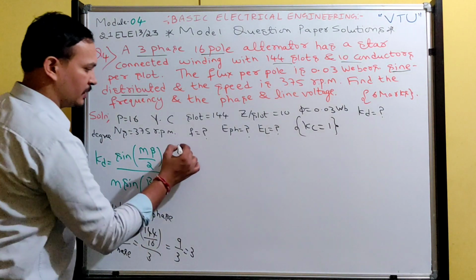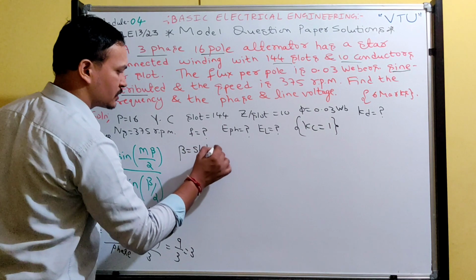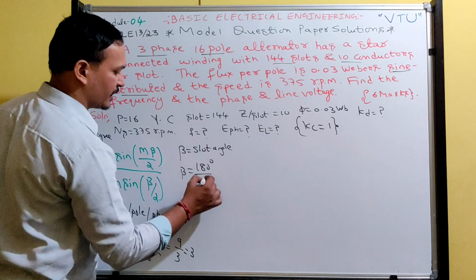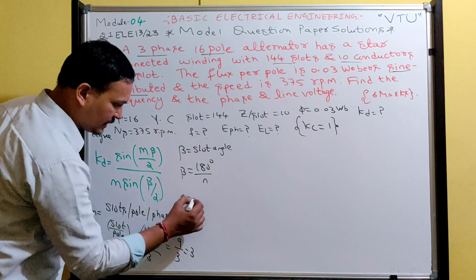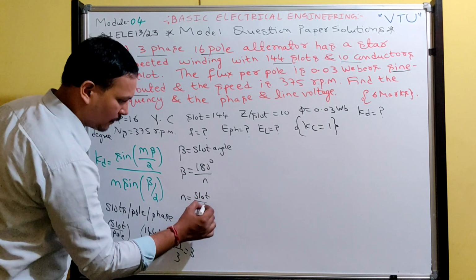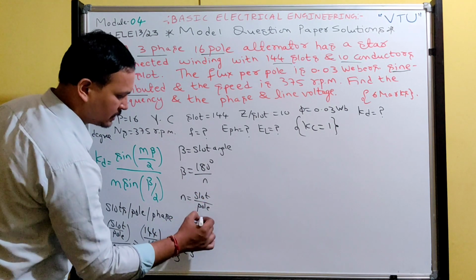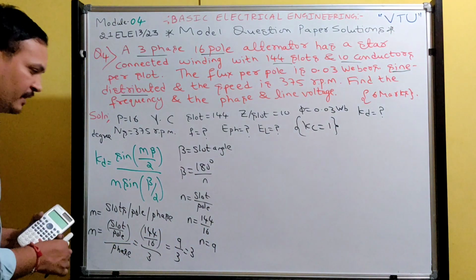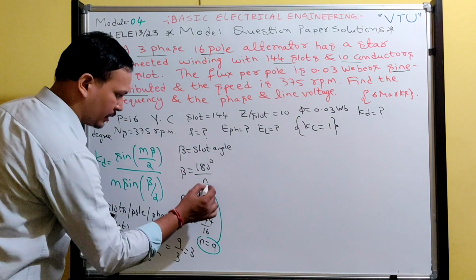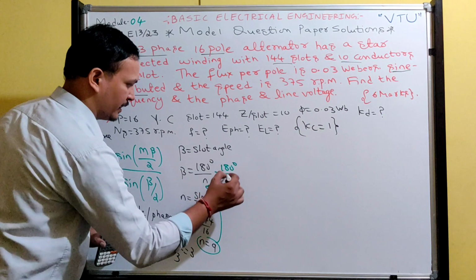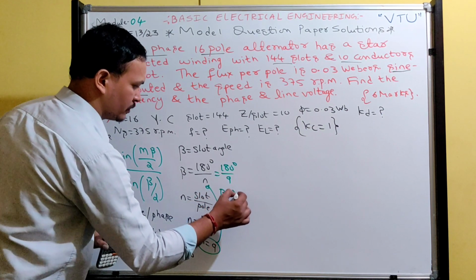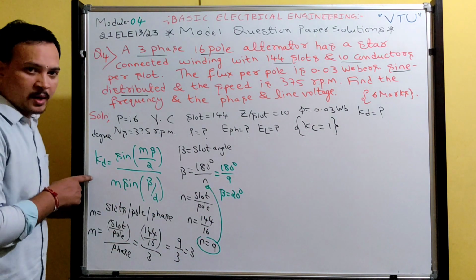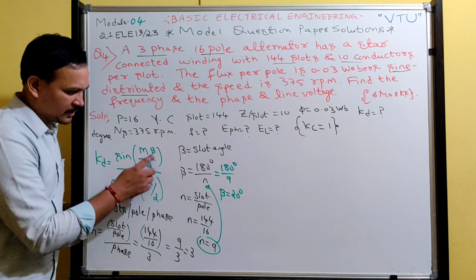Next, find beta. Beta is nothing but the slot angle. The slot angle formula is 180 degrees divided by n, where small n is the ratio of slots to poles. How many slots? 144. How many poles? 16. What's the value of n? 9. Put this n value here: 180 by 9 gives beta 20 degrees. Now, in this formula, m value is 3 and beta value is 20.